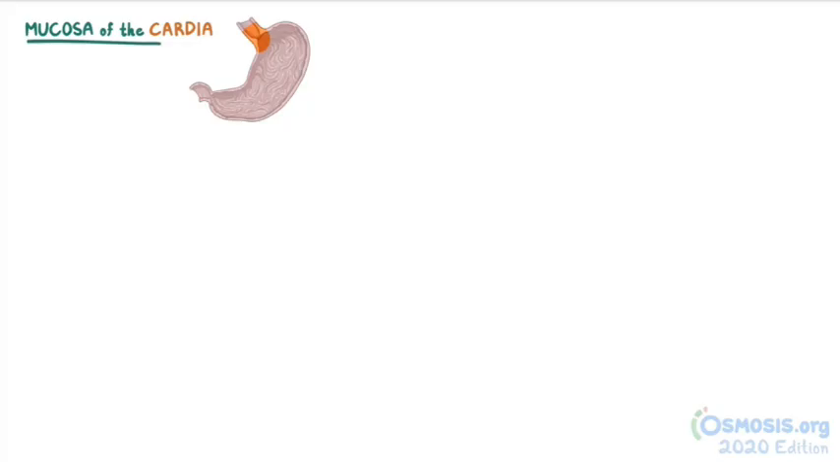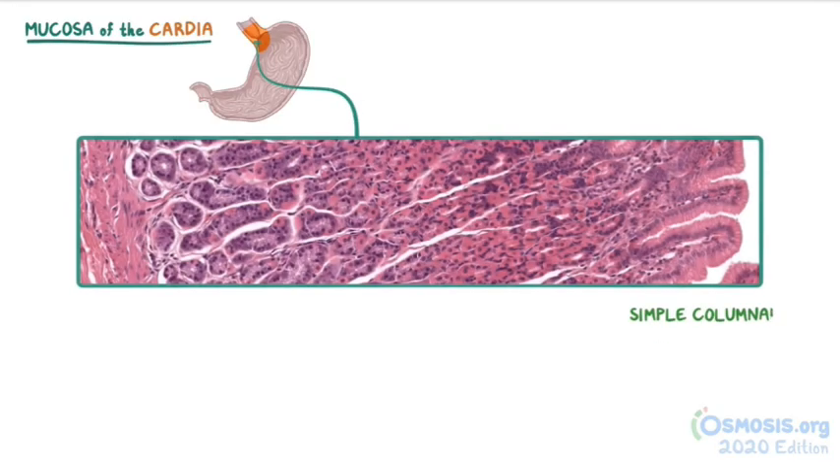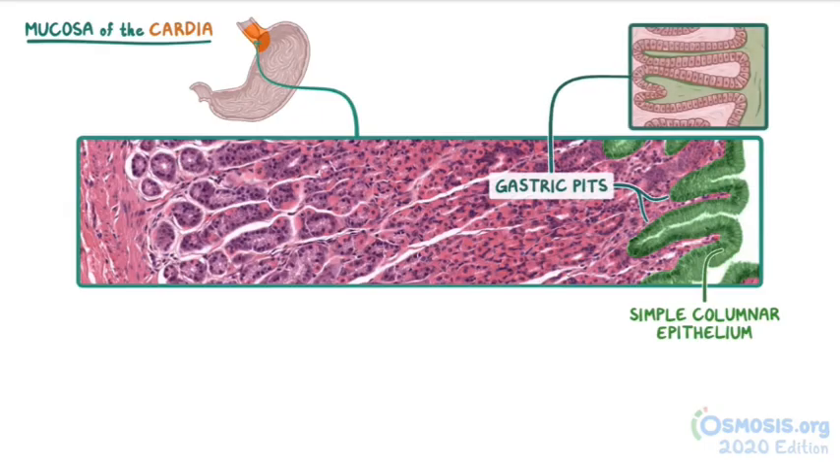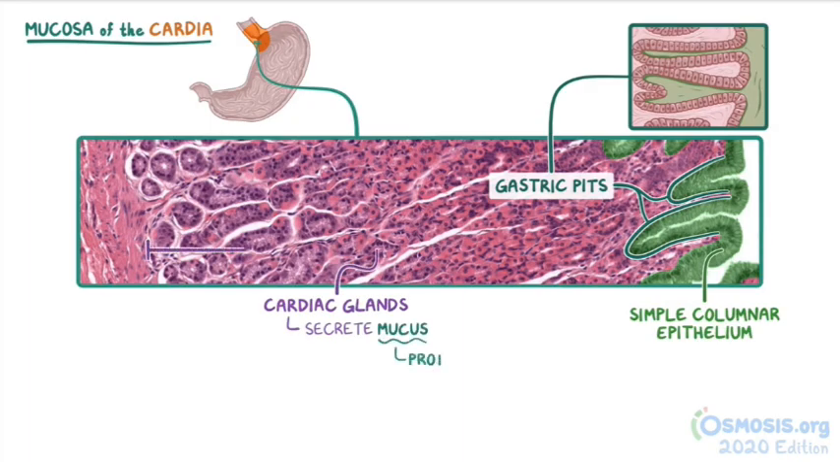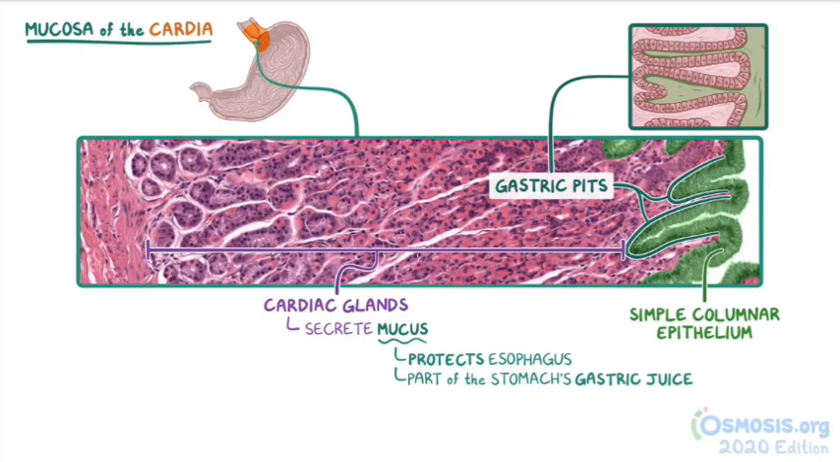Now, if we take a closer look at the mucosa of the cardia, we can see that the surface of the mucosa has a simple columnar epithelium with many invaginations that form millions of gastric pits. The gastric pits will comprise about a quarter of the mucosa's thickness. At the base of these pits, they join with multiple tubular cardiac glands that secrete mucus that protects the esophagus from gastric reflux, and is also a part of the stomach's gastric juice. The cardiac glands extend all the way to its underlying layer called the muscularis mucosa, which is a thin layer of smooth muscle that is still a part of the mucosal layer.